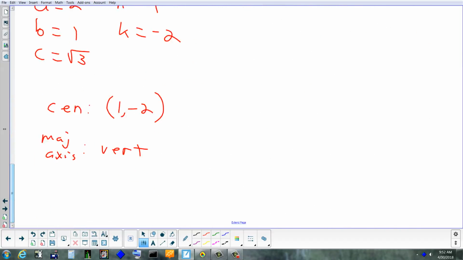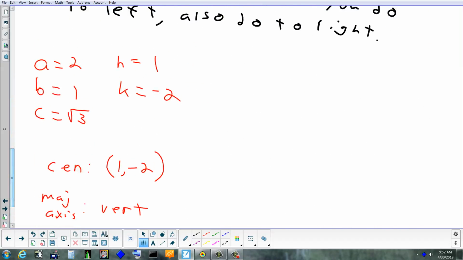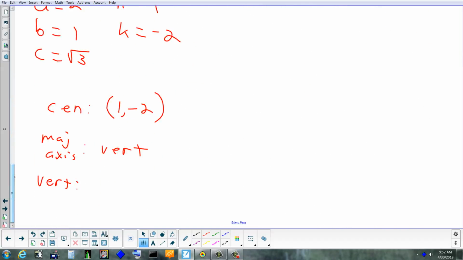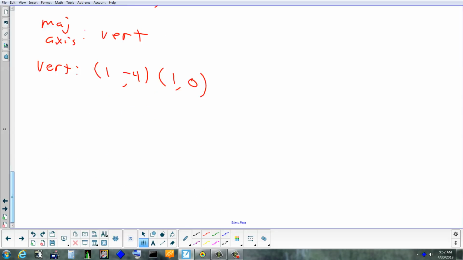Okay, let's do the vertices. The vertices are 2 units above and below the center. So what would be the coordinates that is 2 units below the center? Mm-hmm. 1, -4. 2 units above the center? 1, 0.